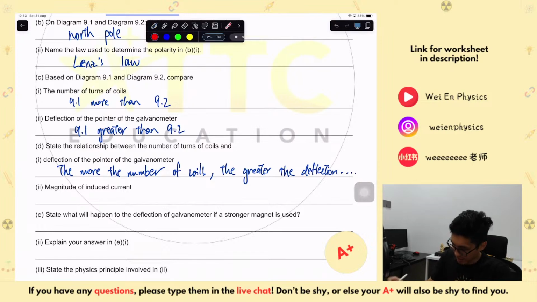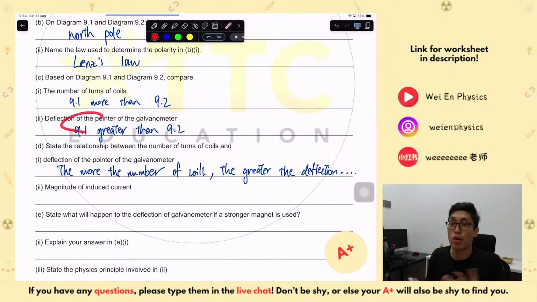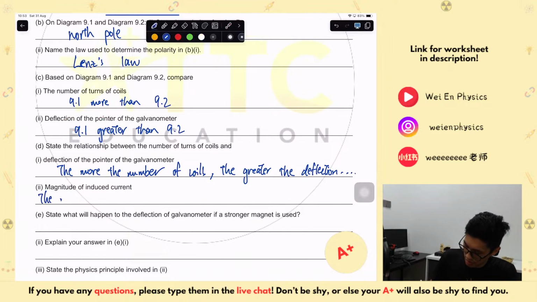Okay, then next question, you don't just read magnitude of induced current. Later you don't understand what's the question asking. It's the same question, D1 and D2. So state the relationship between number of coils and the magnitude of current, means how much current. Of course the current is this thing, right? The more you deflect, the more current you have. So you can just say the same thing.